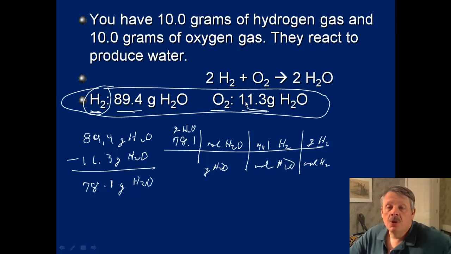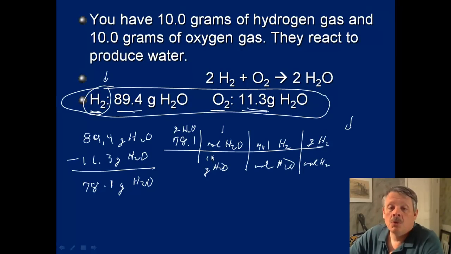So if we started with 10 grams of hydrogen, we probably used between 1 and 2 grams, which means we should have between 8 to 9 grams left over that we didn't use. So that's what this number should come out to be. So let's see if that actually happens.